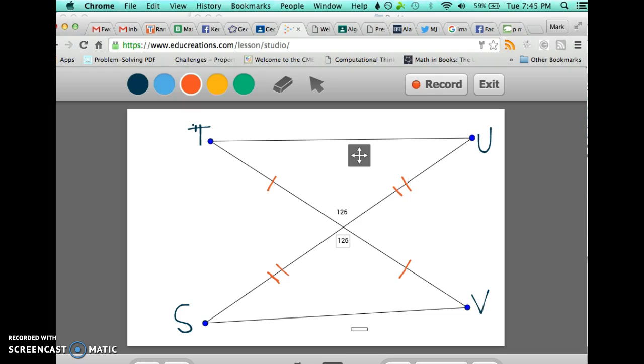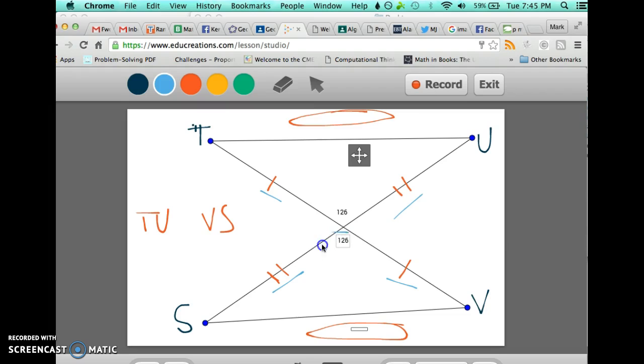One last example. All right, this time we're being asked to compare TU and VS. TU is over here, VS is over here. They're both opposite, again, two equal sides, right? They are formed by a triangle with two equal sides, and they have an angle that cuts them, and the angle is identical. Therefore, if those angles are identical, then the sides must be identical too. So in that case, I would say those are equal.